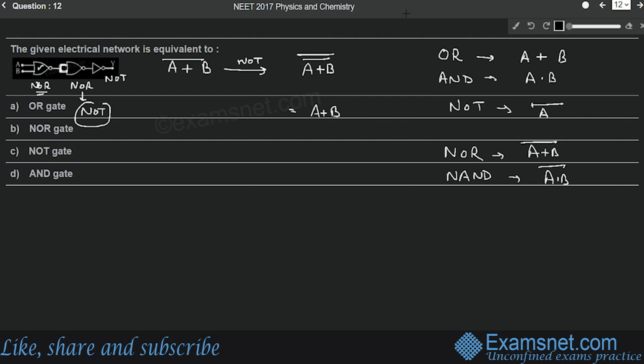Now the last one is a NOT gate. So A plus B will pass through the NOT gate again, and just a bar will come. So A plus B bar will be the final output. A plus B bar is the output of a NOR gate. Therefore, option B will be the correct answer.